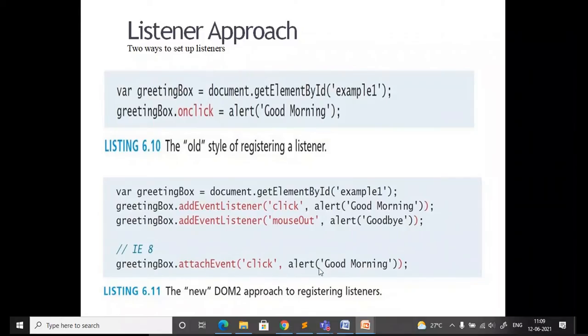Whatever event you specify will be in small case, so you cannot change these things. These are all case sensitive. All the event names you use will be in small case, and here you can also see camel casing is used. In this case the message is a predefined function, alert, and it will pop up a message saying good morning.